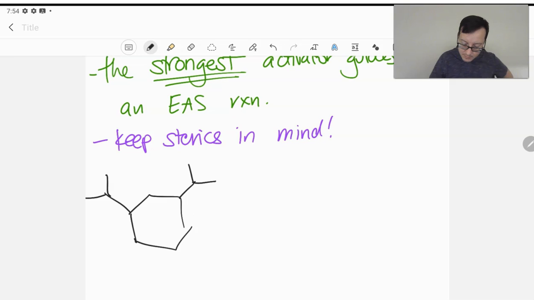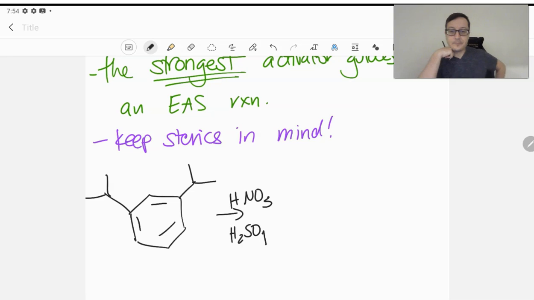We've got this diisopropyl benzene. And I want to nitrate it. So I'm going to use nitric acid and sulfuric acid. And we have to think, where's this going to go? Well, we have options. Of course, this is a symmetrical molecule, so that's going to help us out a little bit. But let's identify our substituents.